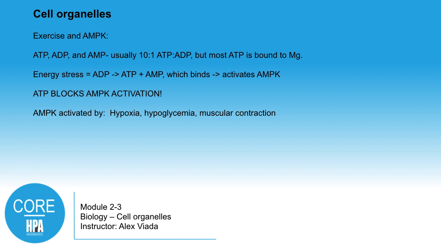AMP kinase then activates. Now, ATP also blocks the activation of AMP kinase. So as the cell burns through energy, suddenly there's less ATP to block the activation of this, and adenosine monophosphate starts activating it. So basically, AMP kinase is activated when a cell gets into an extraordinarily low energy situation, basically when the gas tank is flashing empty. It is activated by hypoxia, hypoglycemia, muscular contraction. If you think about it, all three of those would definitely instigate this.